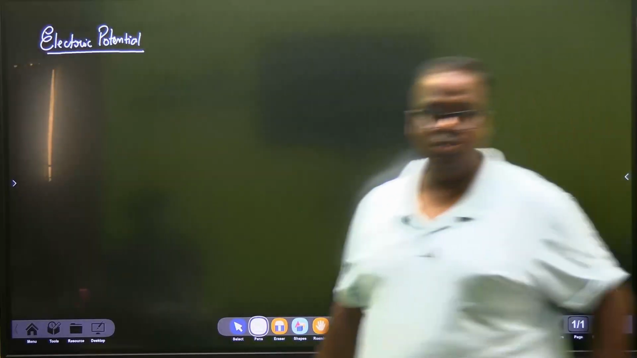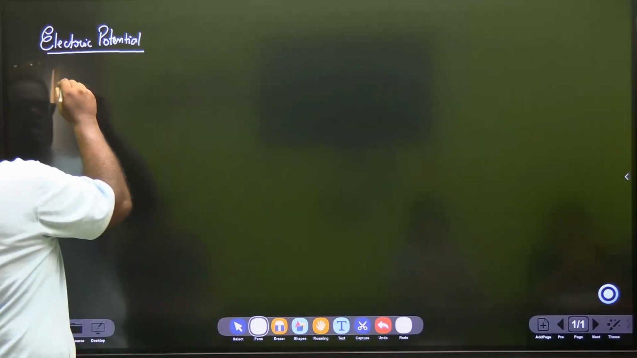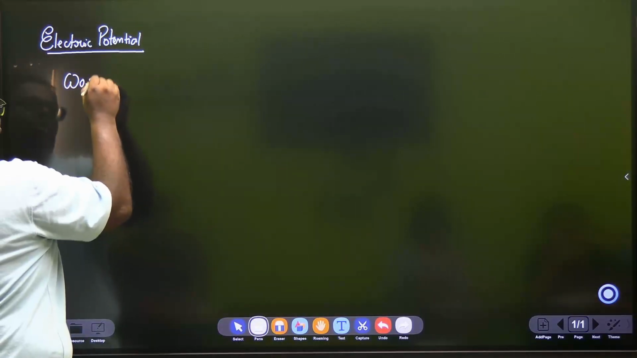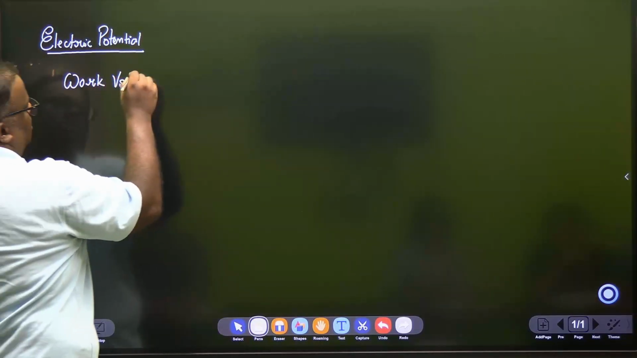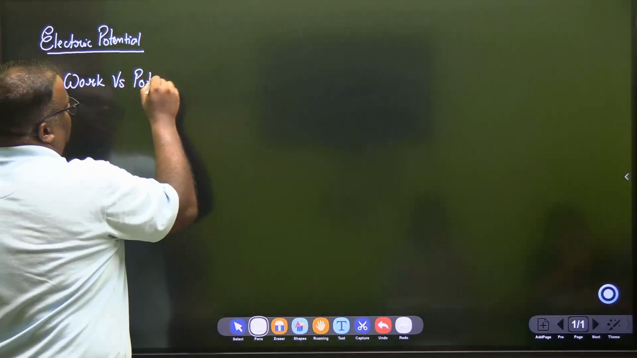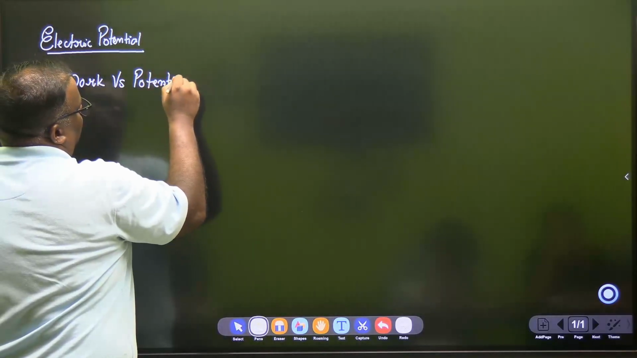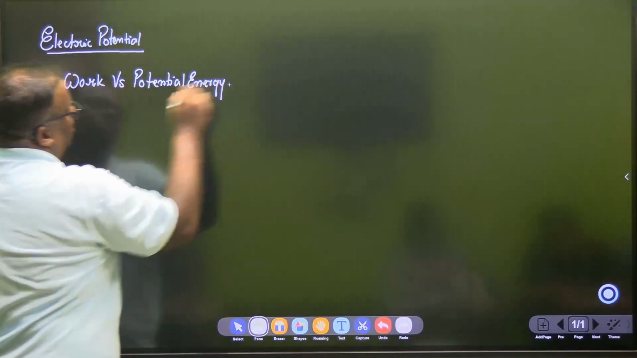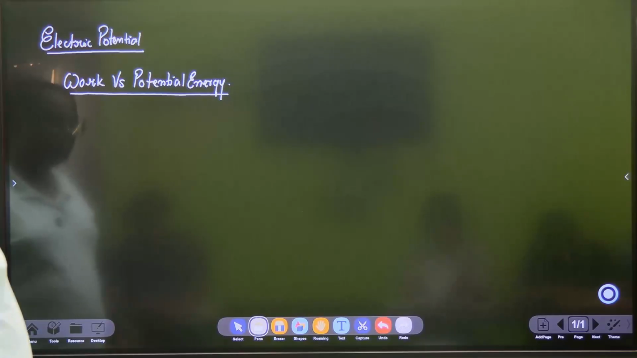Shall we? So we are starting electric potential. This has to be understood very conceptually, okay? So first of all, we'll understand the concept of something called work versus potential energy. Let us understand this concept with some analogies. Then we will come to electricity.